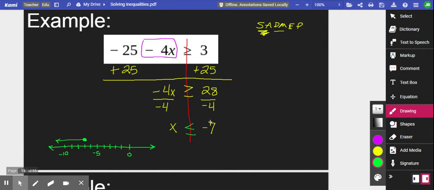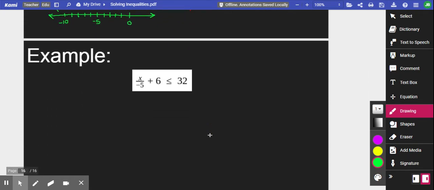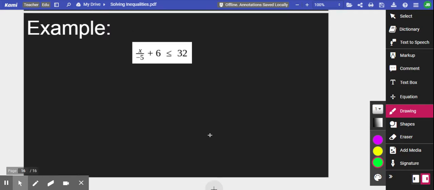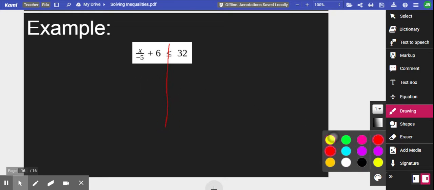So next, we want to try a different problem. And this problem is similar in the sense that it's a two-step inequality. However, you'll notice that now we have some division. So I'm going to start off the same way that I start off any problem. I'm going to build my wall, divide it into a left and right side, make sure my terms are combined, and they are. My variable is only on one side. So again, we're going to follow SADMAP.